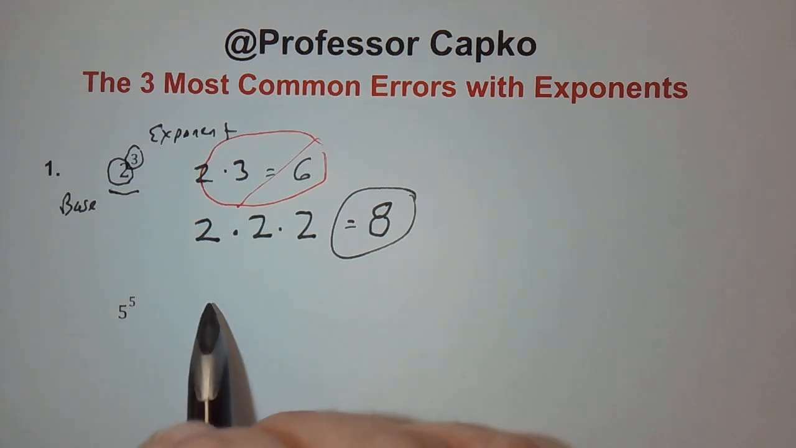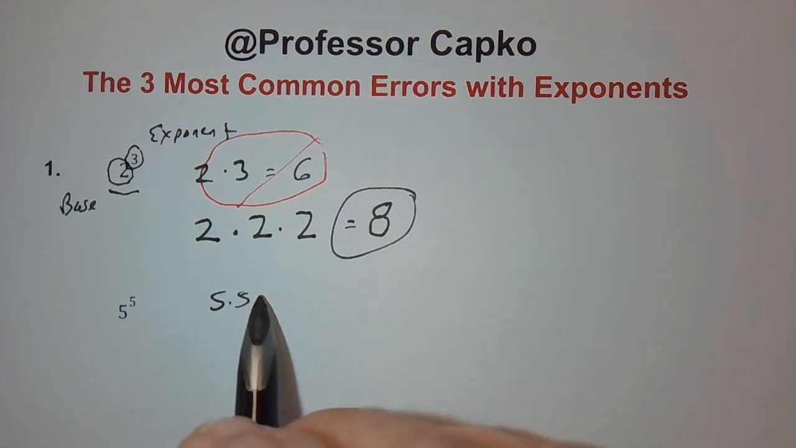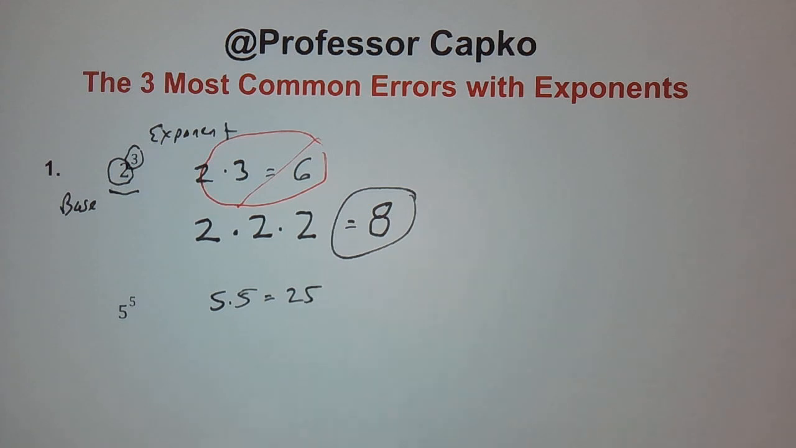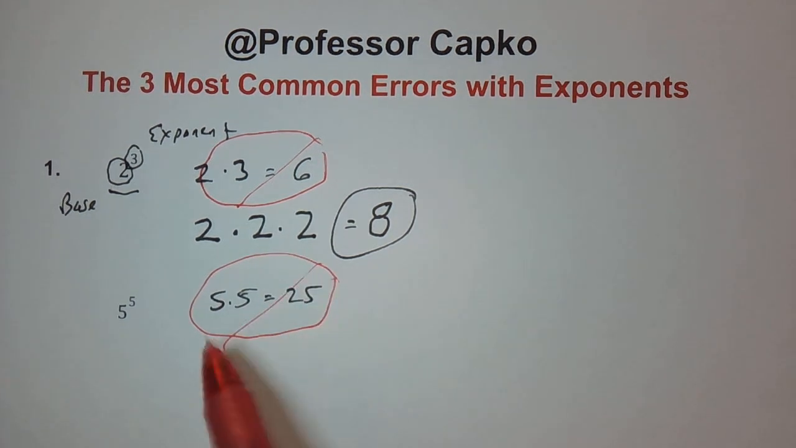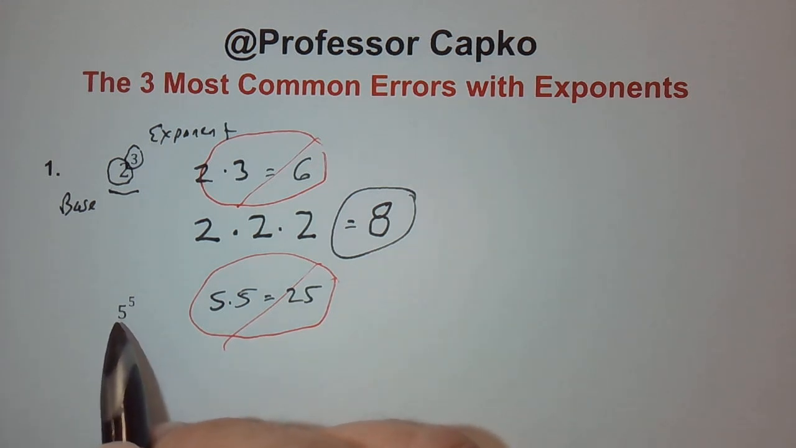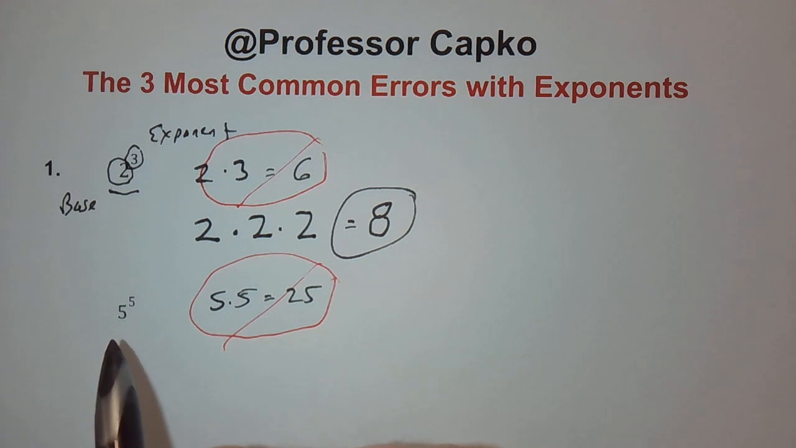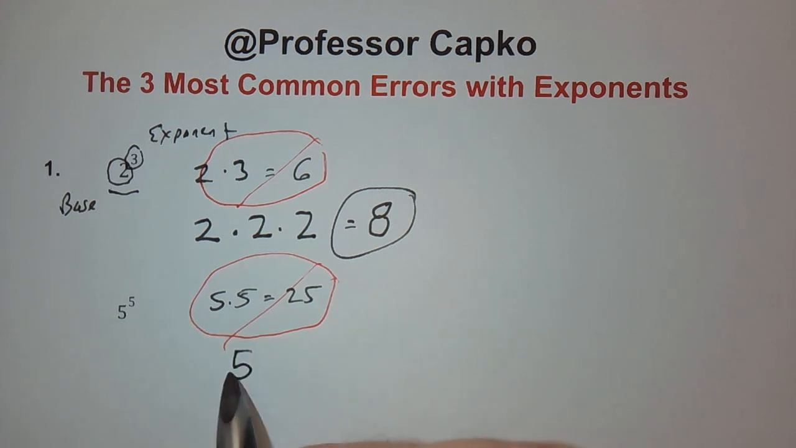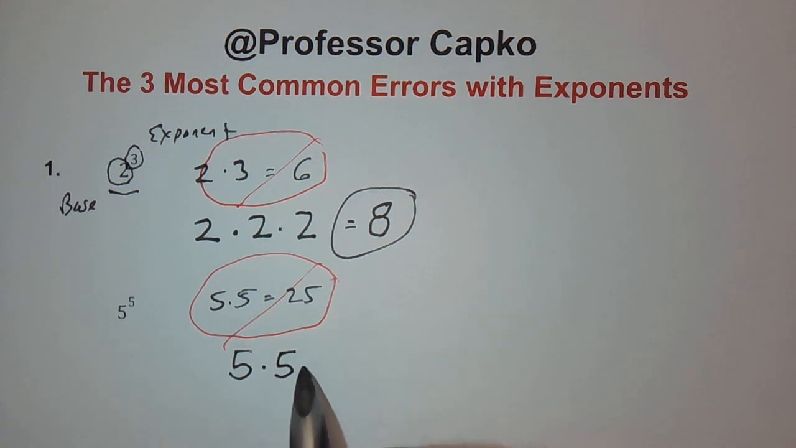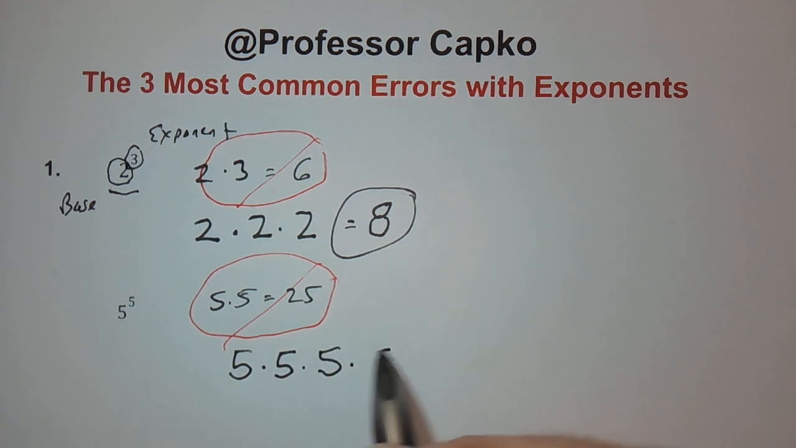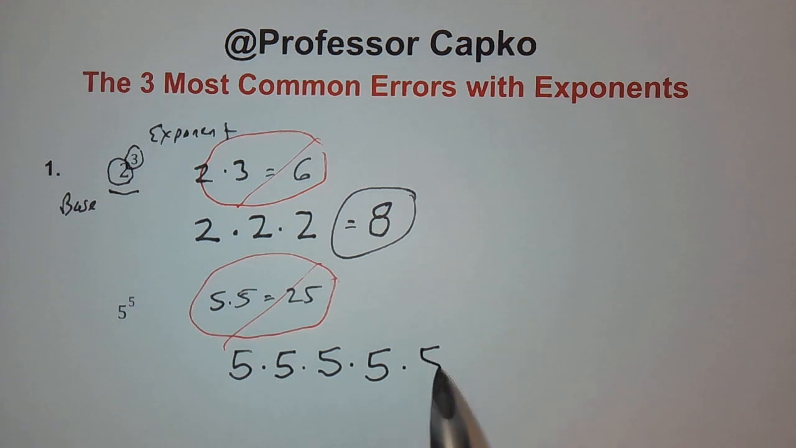Again, I've seen students that would just do 5 times 5 equals 25, and that, of course, you know now, is wrong. Don't make that mistake. This is telling you what? Put it in the comments if you know what this is actually telling you. That's right. This is telling you to go 5 times 5 times 5 times 5 times 5. So it's 5 times itself 5 times.